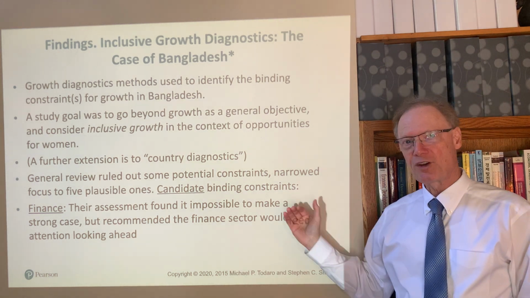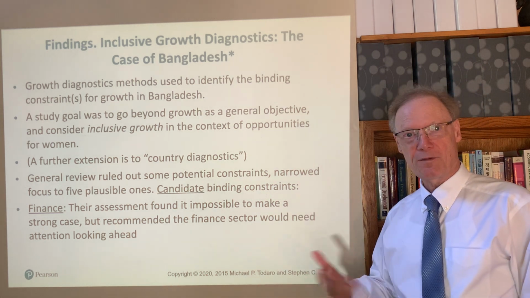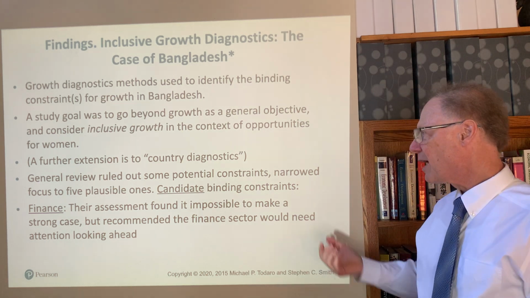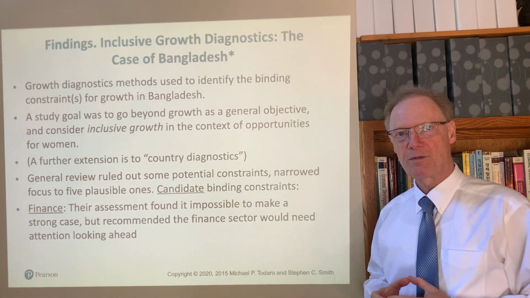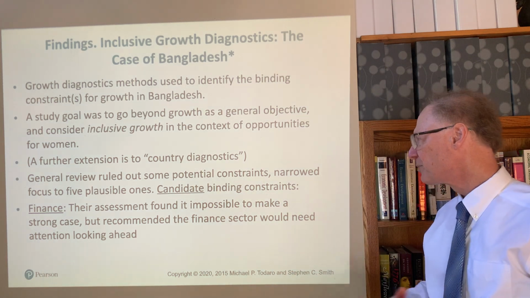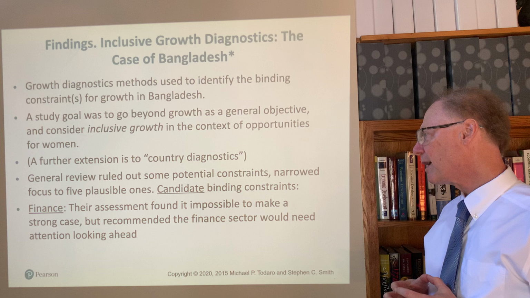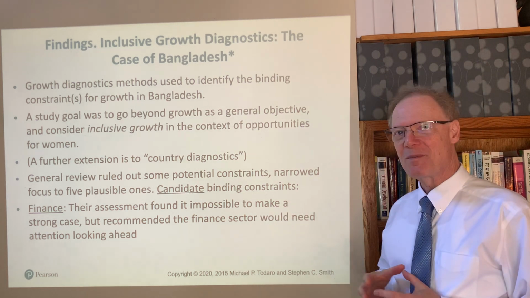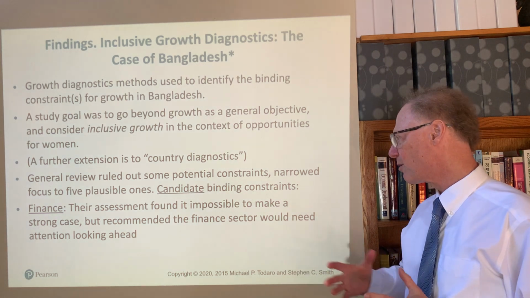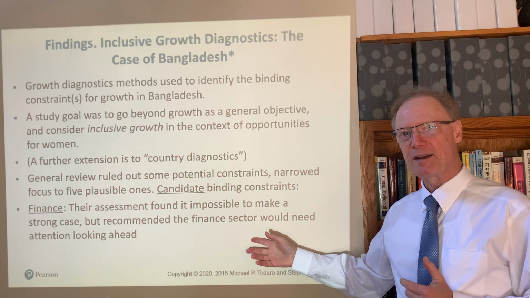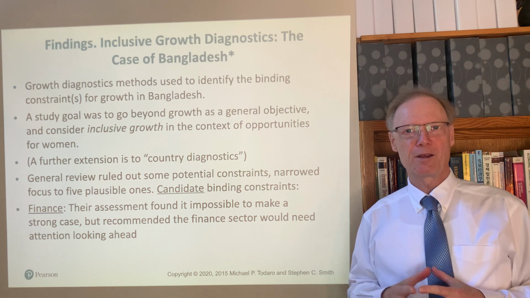And so they started out with a general review of the different possible binding constraints, and they were able to rule some out fairly quickly. And so they narrowed these down then to 5 plausible ones based upon their overall review of the economy. And these were the candidate binding constraints that they looked at. And one was finance. And so they found it impossible to make a very strong case that finance was binding. There were some concerns. And so they recommended that maybe it's not an immediate issue, but the financial sector would have to get some clear attention in the years going forward.